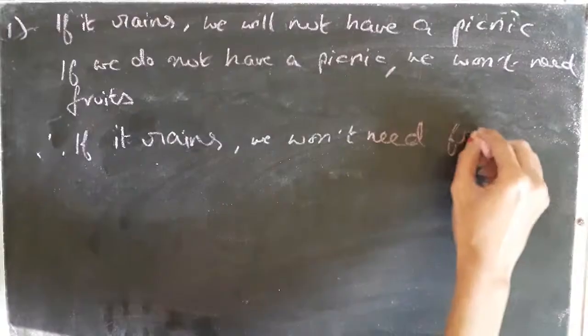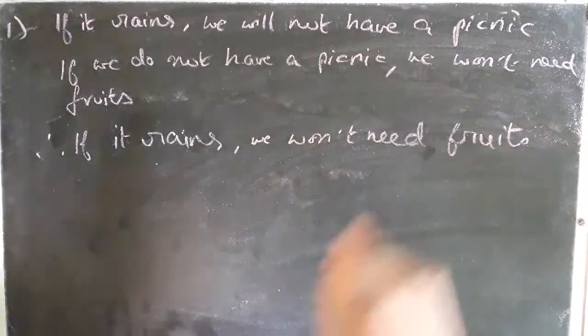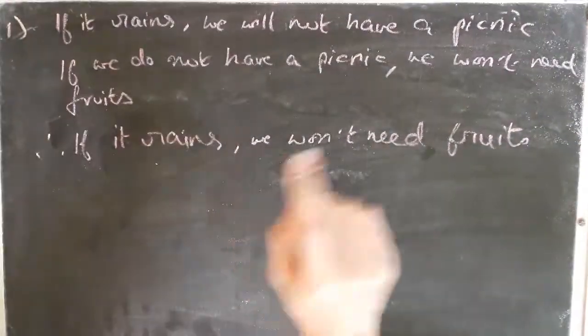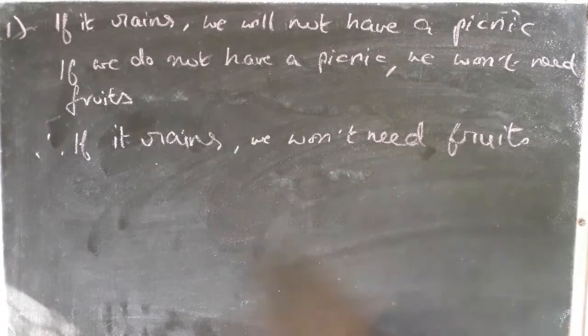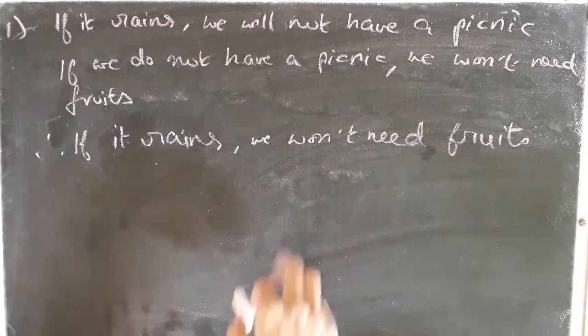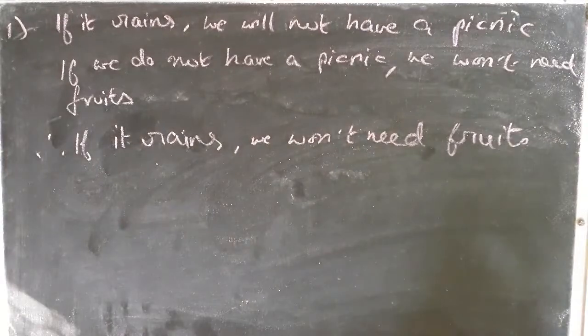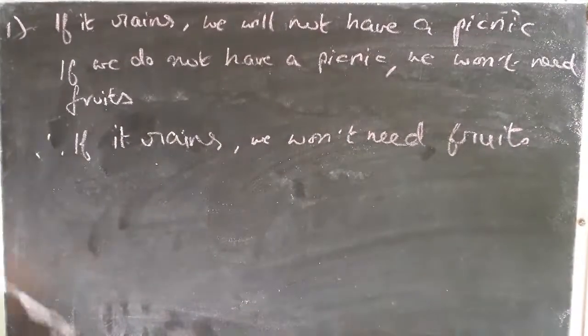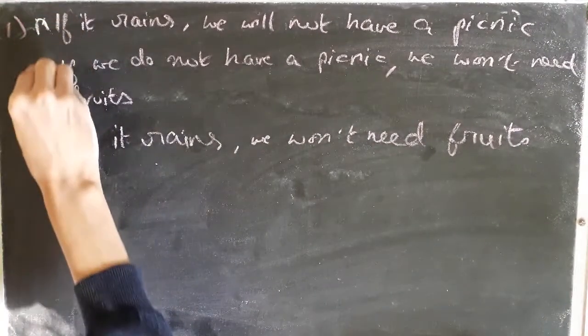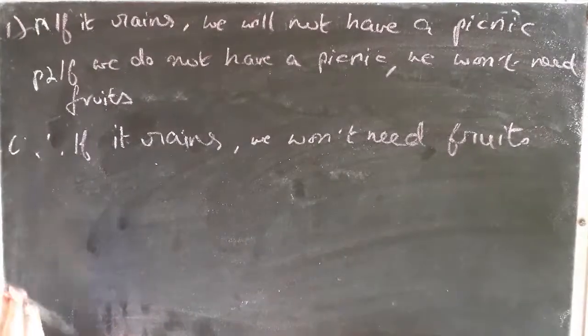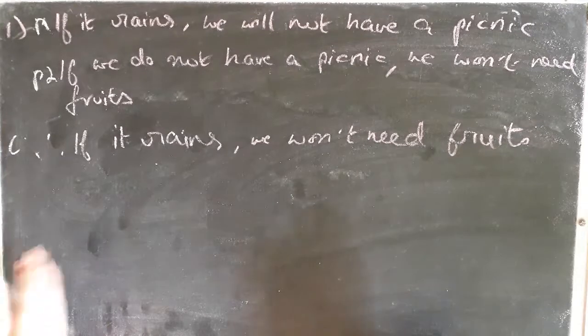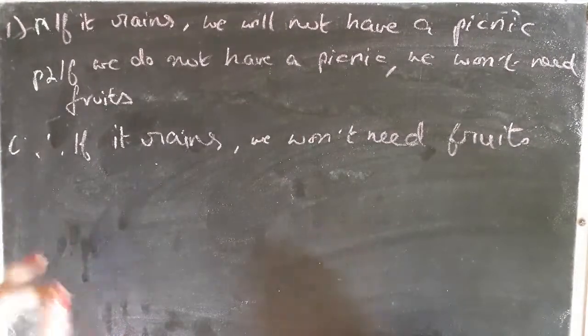Suppose this sentence is given to us. If it rains, we will not have a picnic. If we do not have a picnic, we will not need fruits. Therefore, if it rains, we won't need fruits. So, we see here that this is P1, this is P2 and this is the conclusion.